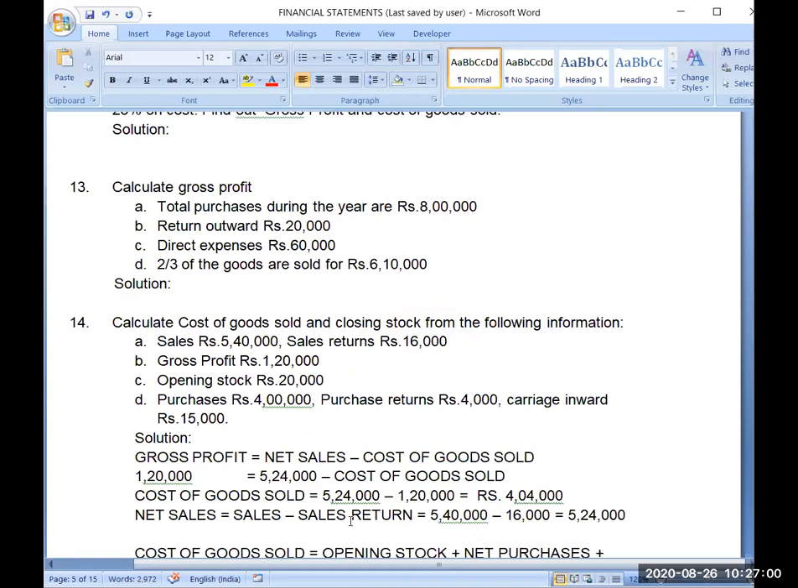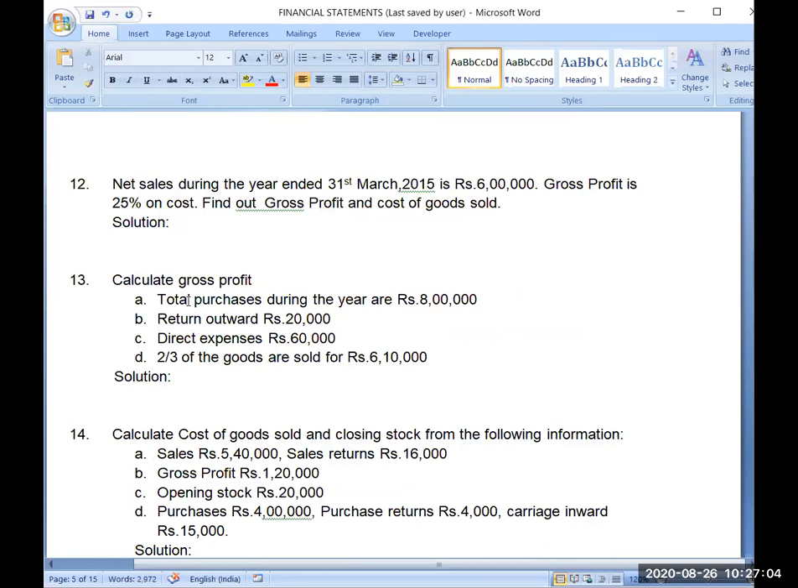Okay. Now see question number 13. It is saying total purchases during the year are rupees 8 lakh. Return outward rupees 20,000. Direct expenses rupees 60,000. And 2 by 3 of the goods are sold for rupees 6 lakh 10,000. Now first thing, read the question. What is the question asking? What do you have to calculate? Again, if you read this question, you will not get any way how to proceed: what to calculate first, how to proceed and how to reach the final answer. So first, identify what I have to calculate. I have to calculate the gross profit.